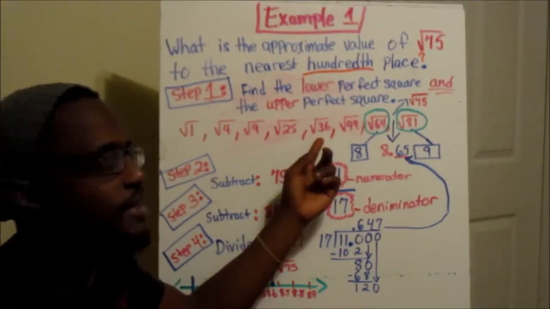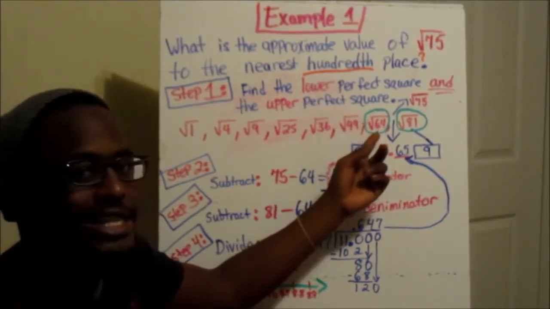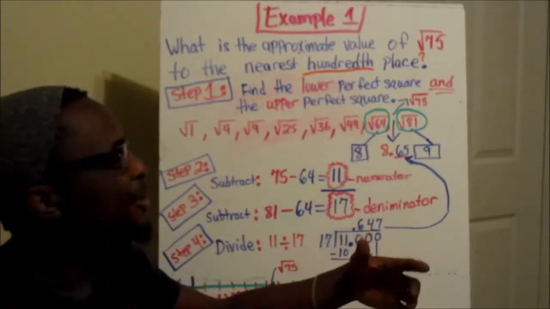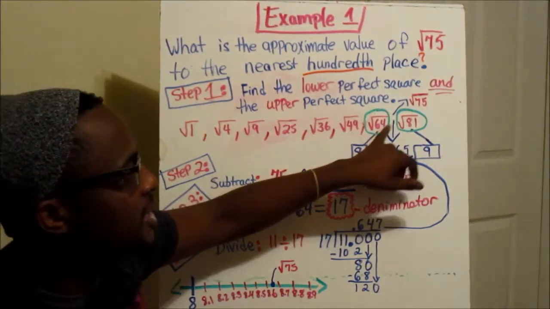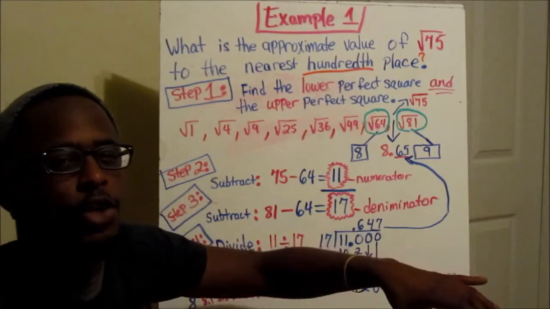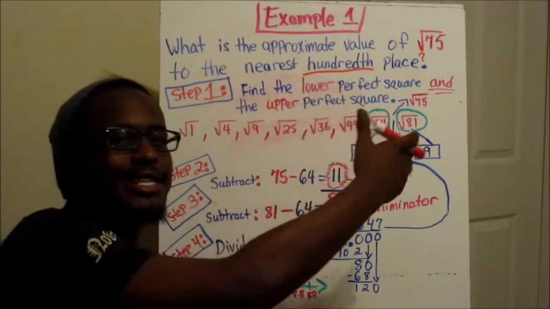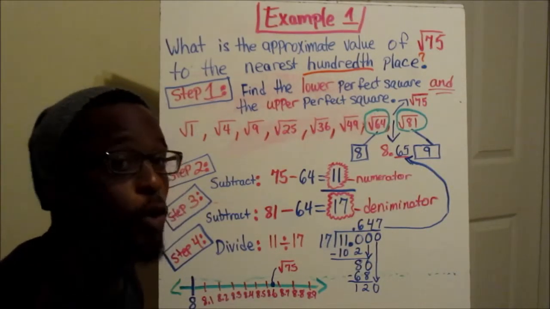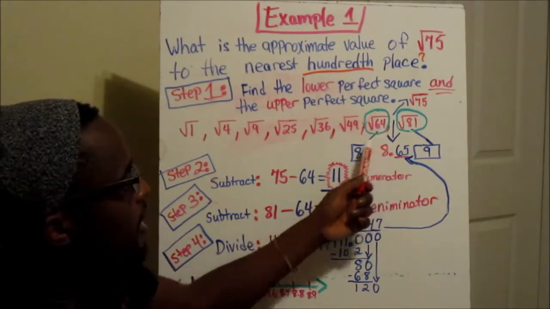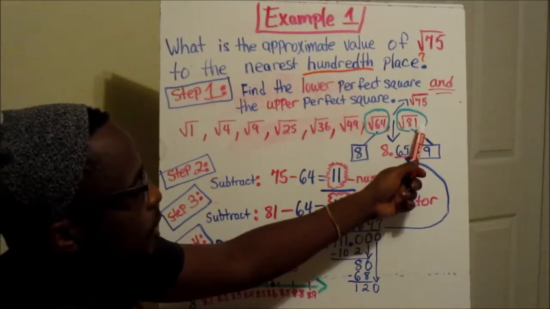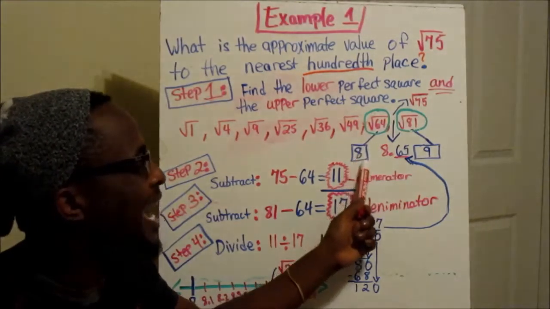6 times 6 is 36. 7 times 7 is 49. 8 times 8 is 64. 9 times 9 is 81. And I can stop right there because 75 falls between 64 and 81. So I can stop once I get those perfect squares. So if you ever forget where the number falls, just start with 1 and list out all of your perfect squares. Or start with one you know and go from there. So the square root of 64 is 8, and the square root of 81 is 9. So I know that the square root of 75 is between 8 and 9.